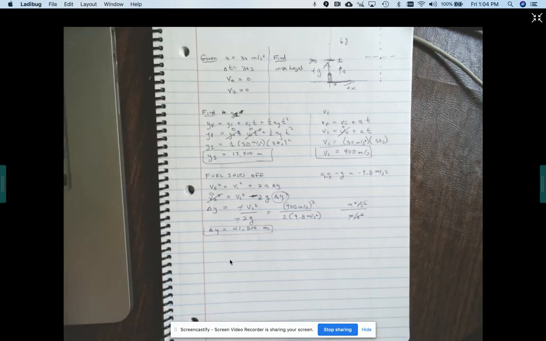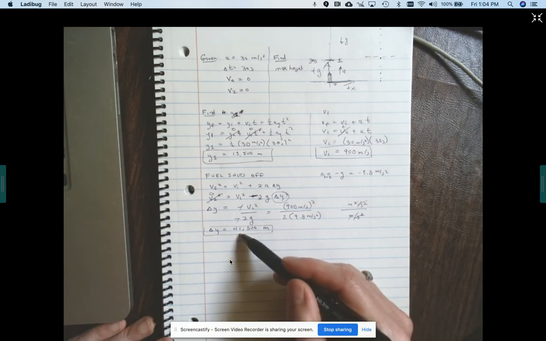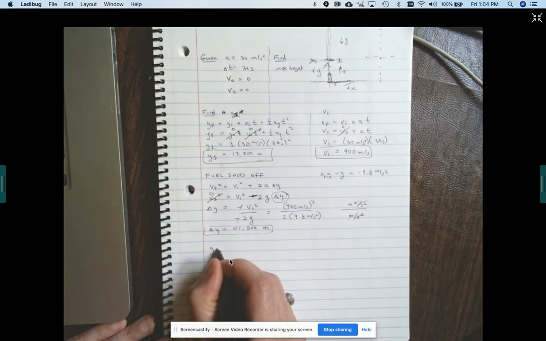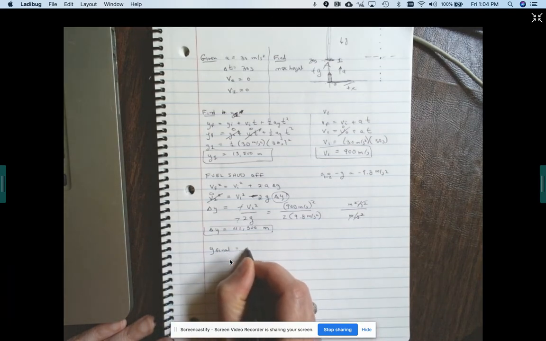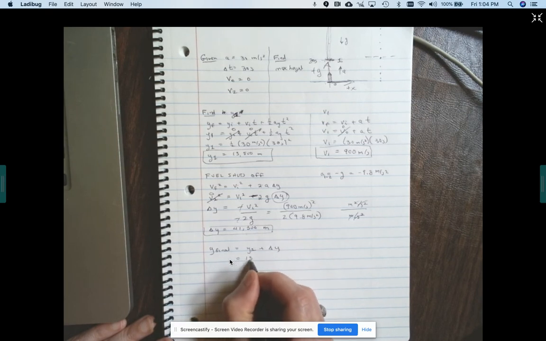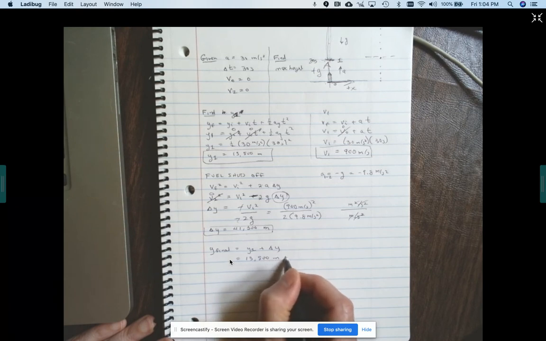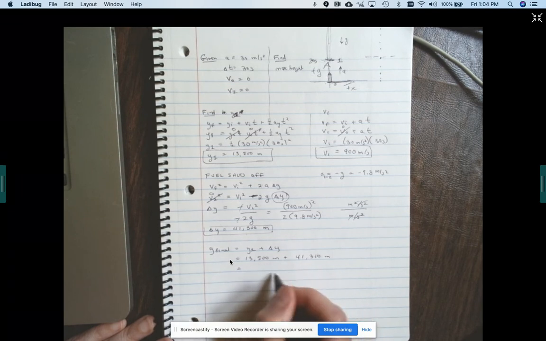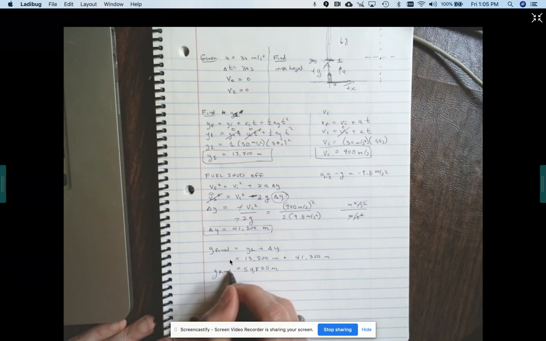Now just keep in mind that delta y is saying what my position's change is between 1 and 2. So if I want my final height, I have to add those together. That's y1 plus delta y. So 13,500 meters plus 41,300 meters. I add that up, I get 54,800 meters. And that is pretty high.